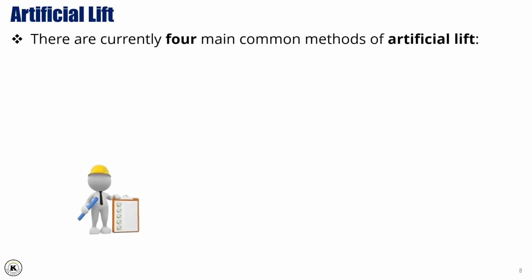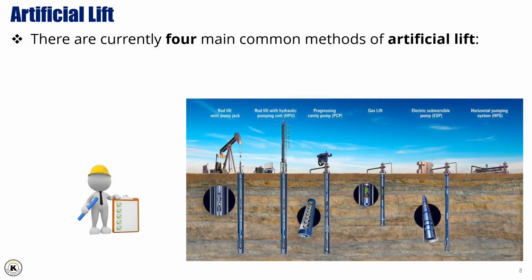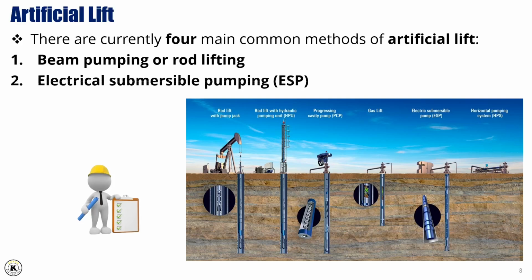There are currently four main common methods of artificial lift. 1. Beam pumping or rod lifting. 2. Electrical submersible pumping, ESP. 3. Gas lift. 4. Hydraulic pumping.